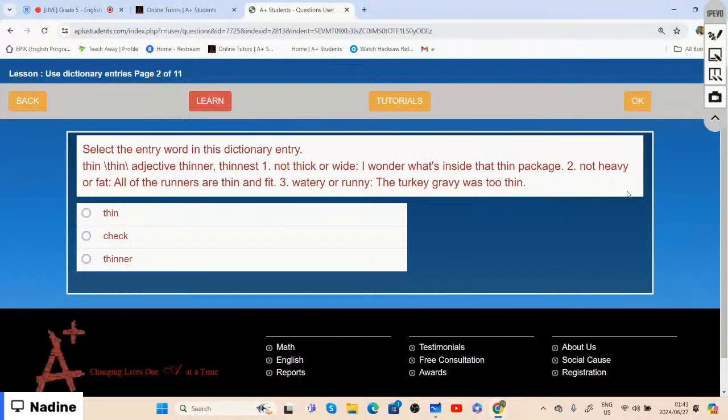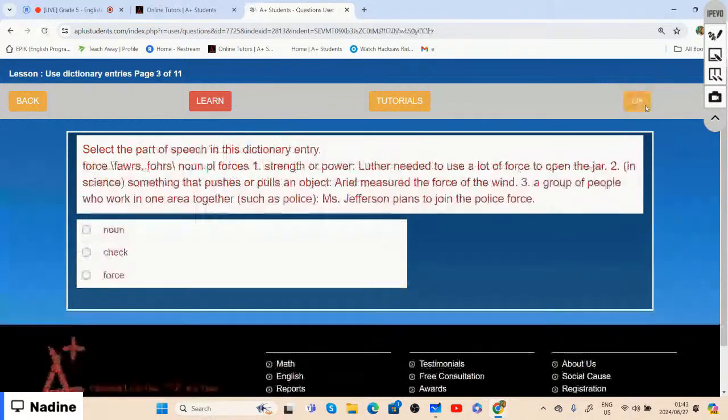All right. And if we were to select the word, then it is option one, which is thin, right? That is the word, not in those other situations. What is the part of speech? It says force. That is how it's written. It is a noun. Forces, strength, or power.